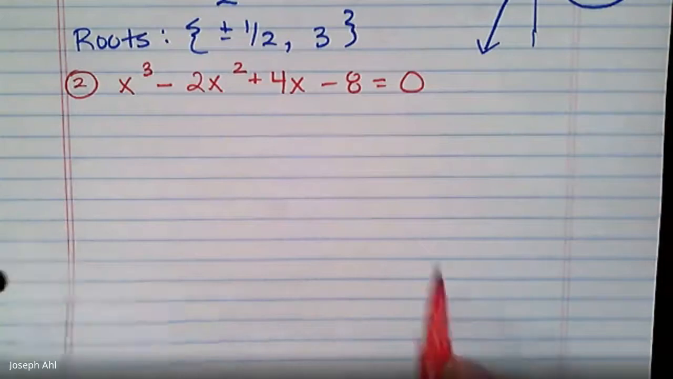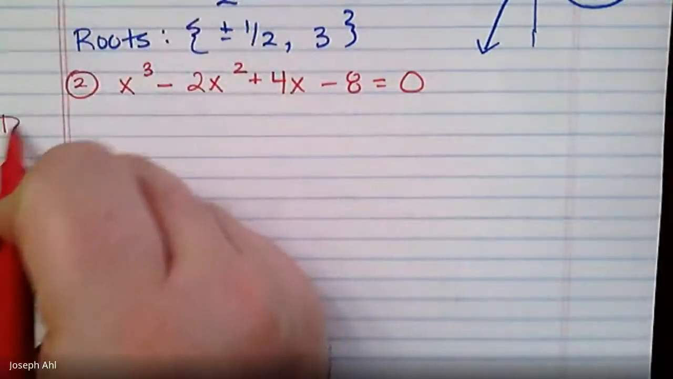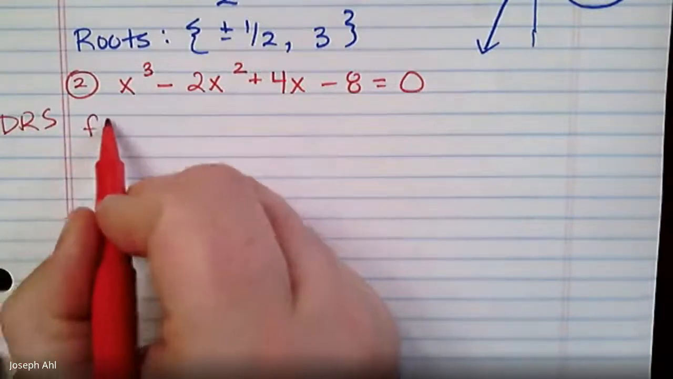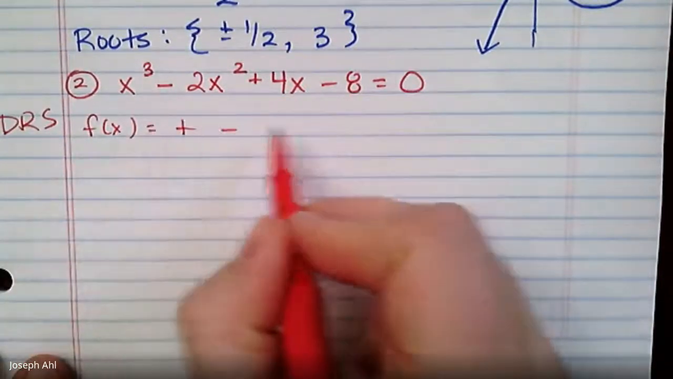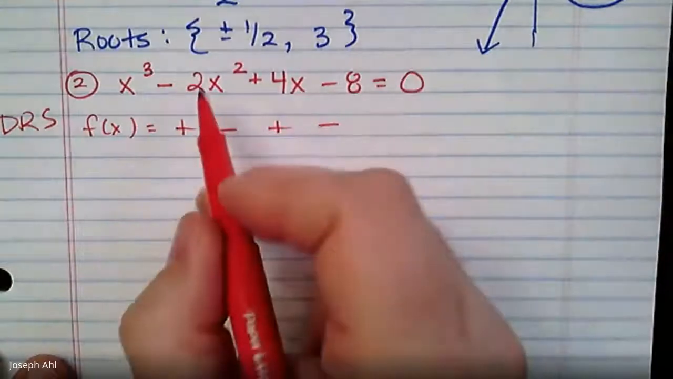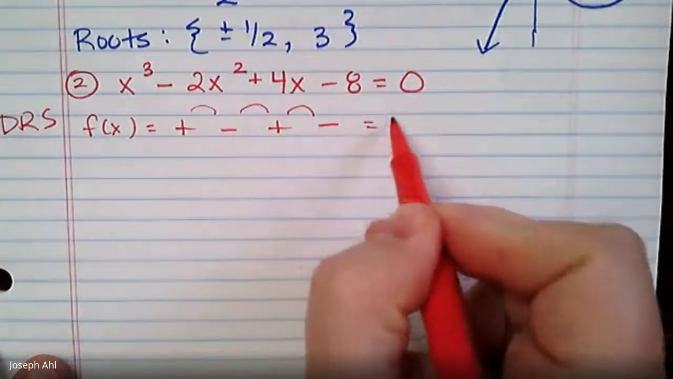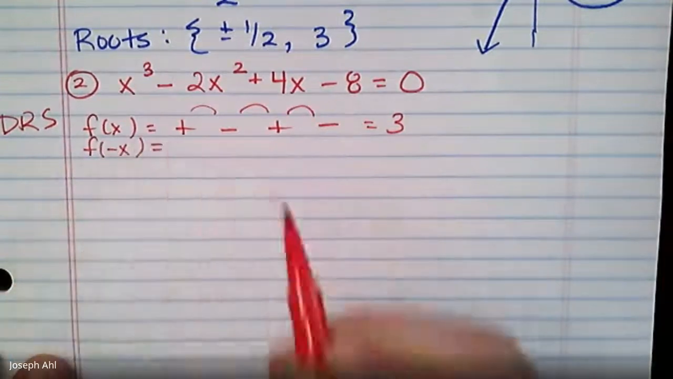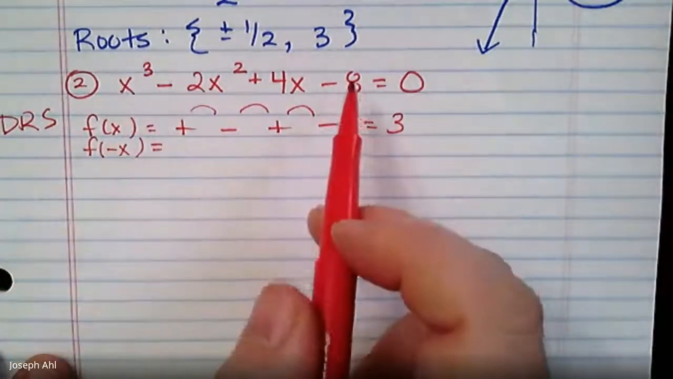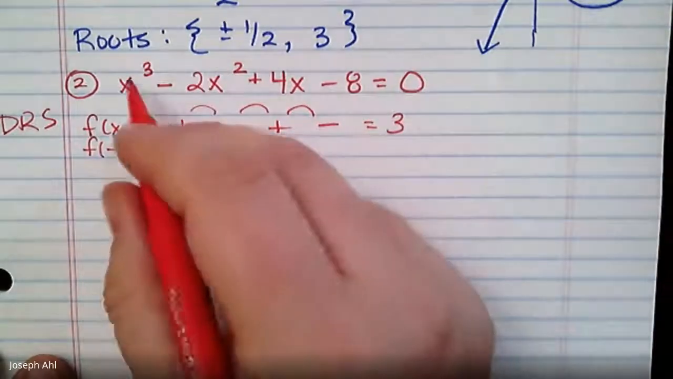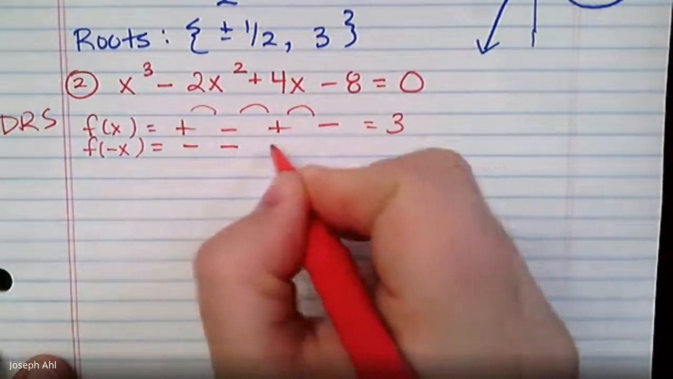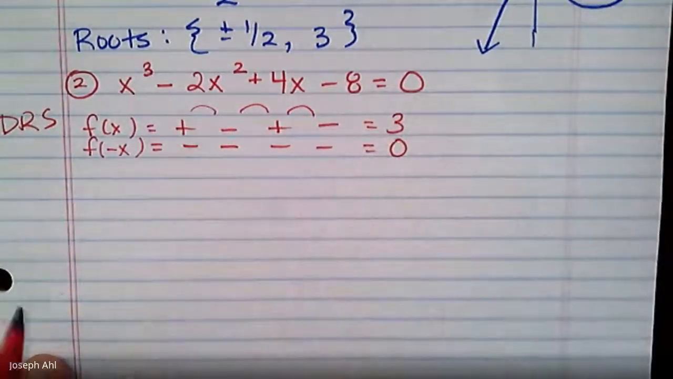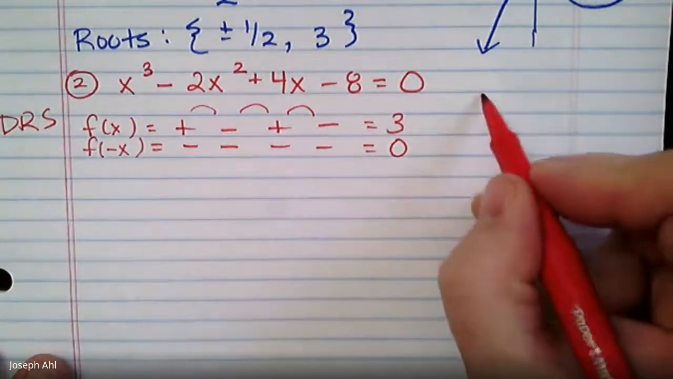Okay. So I'm going to go through the same exact order that I went before. Let's do Descartes' rule of signs first. For f of x, we got plus, minus, plus, minus. We've got 1, 2, 3 sign changes in f of x. Okay. F of negative x would go through and change all the signs of the odd terms. So that's going to be negative, negative, negative, negative. Whoa, 0 sign changes in f of negative x.